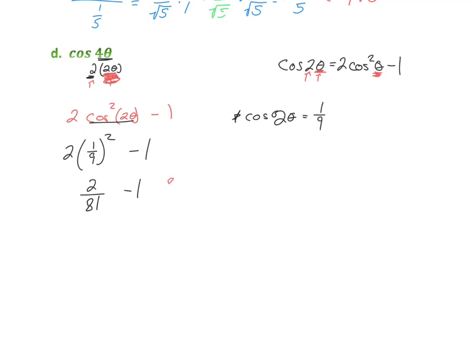We need a common denominator. 1 in terms of 81sts is 81 over 81. I give up trying to figure out how to actually word that. So 2 minus 81 is negative 79/81. Isn't that just beautiful?